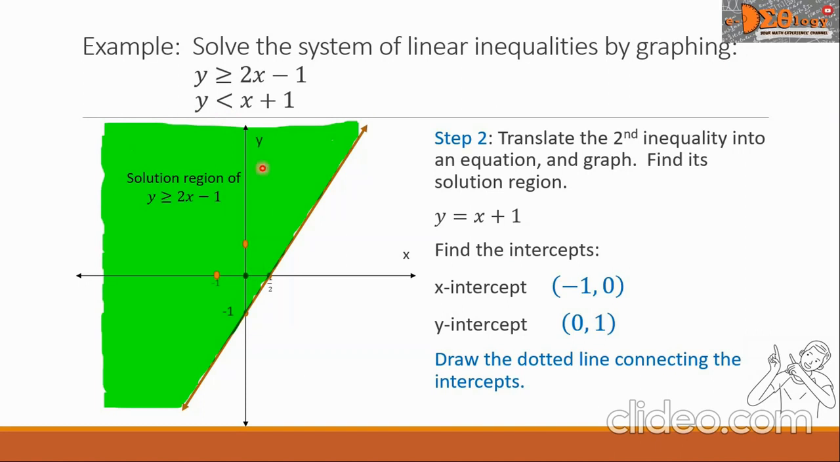So now, let us plot the intercepts, and it is here. The x-intercept is (negative 1, 0). The point is here. And the y-intercept is (0, 1). And the point is here. Now, let us connect these 2 points by a dotted line. And here we go. This is now the line.